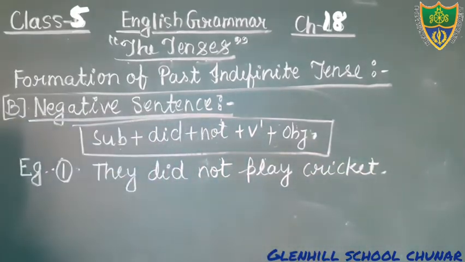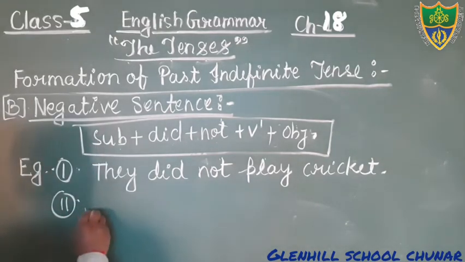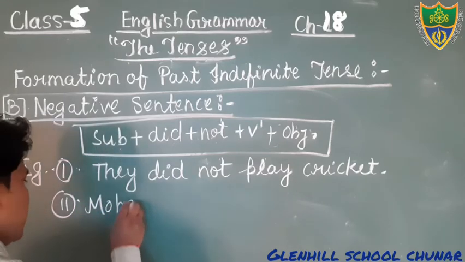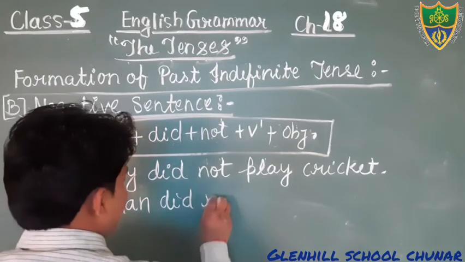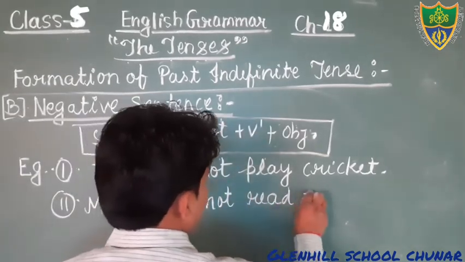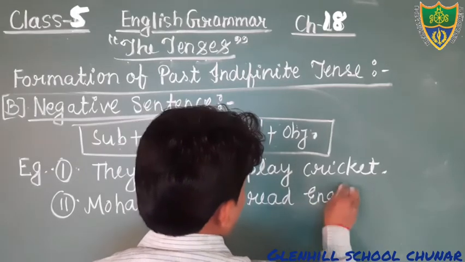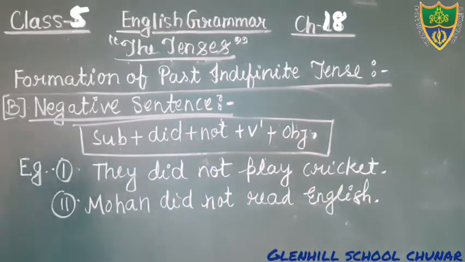Okay, students? So just write down, they did not play cricket. One more example we can see, Mohan did not read English. Okay, so just write down these two examples of negative structure.